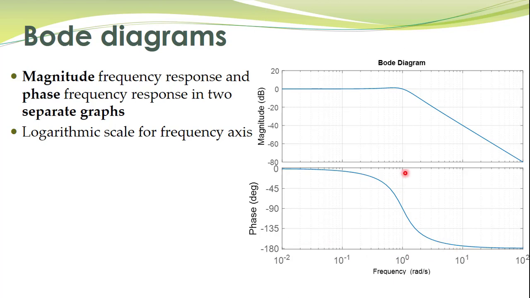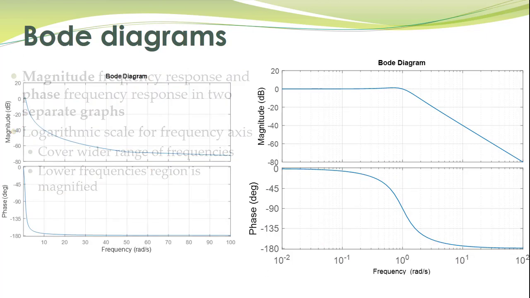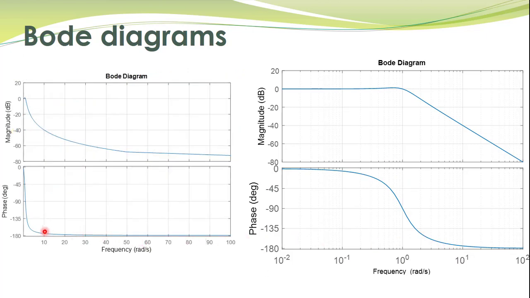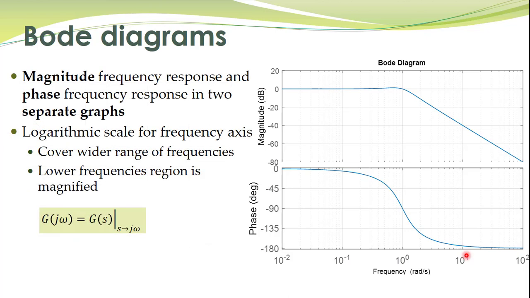If we use the linear scale over here, on this horizontal axis, you see that frequencies from let's say 0.01 up to 10, these are covered by this small region, whereas the same frequency region is covered over here by a larger section of this graph. That is the low frequency behavior of the system that is magnified, and we are generally more interested in the low frequency behavior of the systems. And you can cover a wider range of frequencies if you take logarithmic scale.